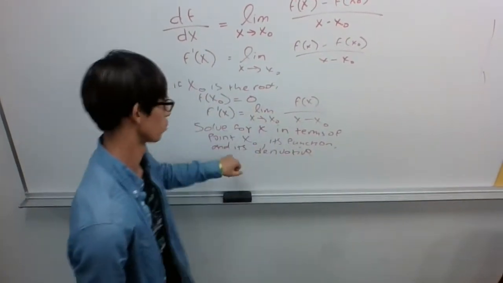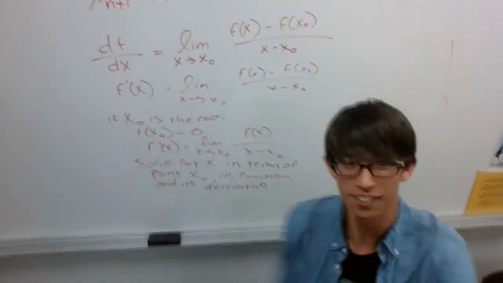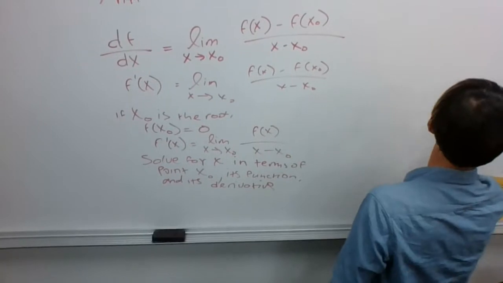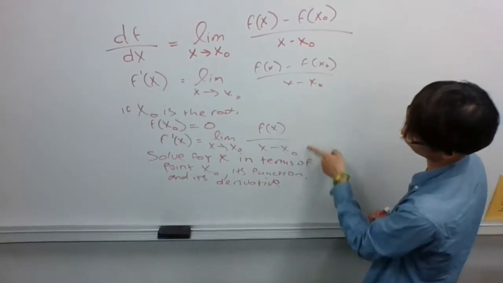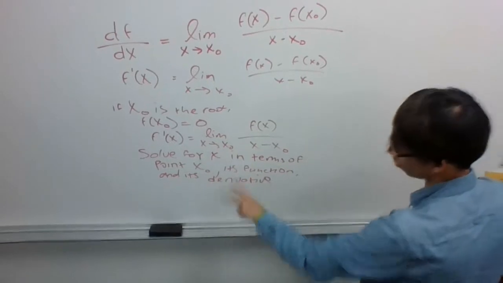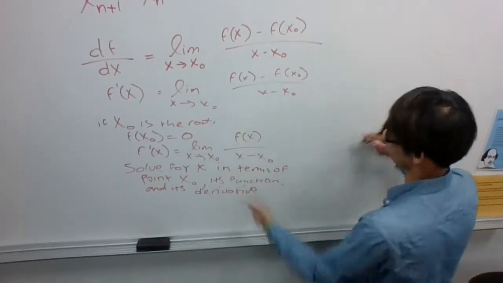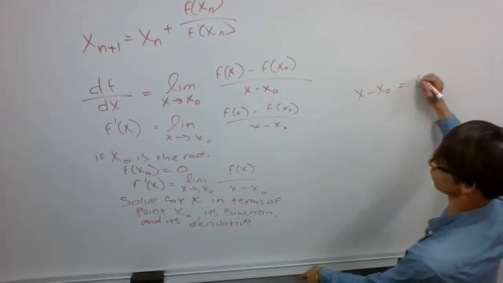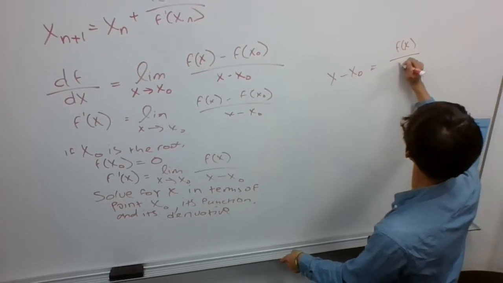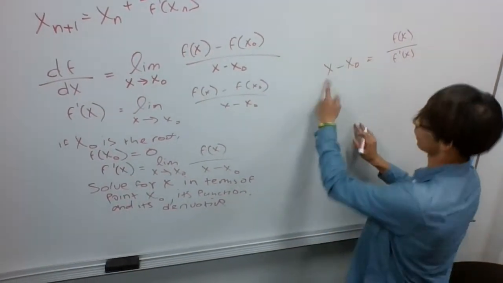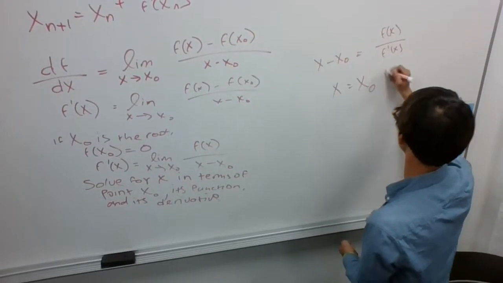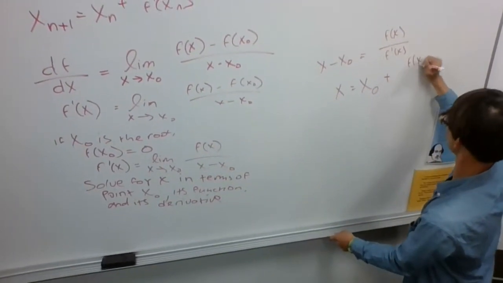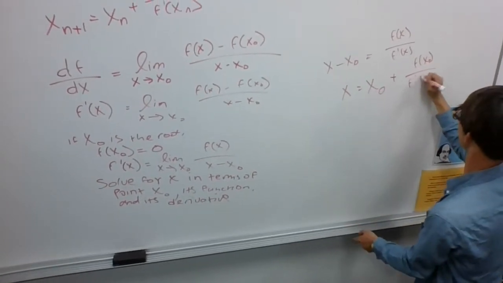Solve for x in terms of point xo, its function, and its derivative. So if we move over to here, we have this equation already, right? F prime of x is equal to the limit as x approaches xo of f of x over x minus xo. We can ignore the limit portion for now. If we solve for x, we get x minus xo is equal to f of x over f prime of x. And if we're solving for x in terms of its point, its function, and its derivative, then we'd have x is equal to xo plus f of xo, its function, over its derivative, f prime of xo.